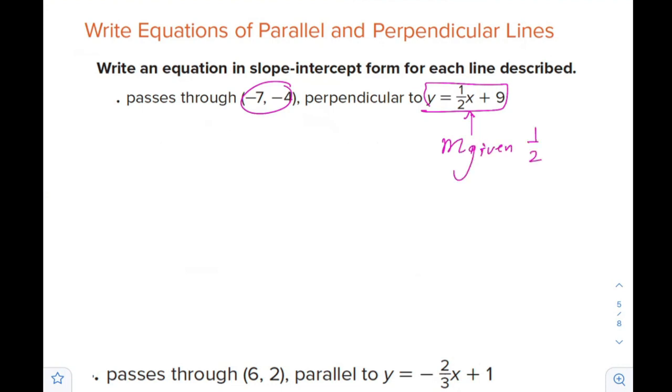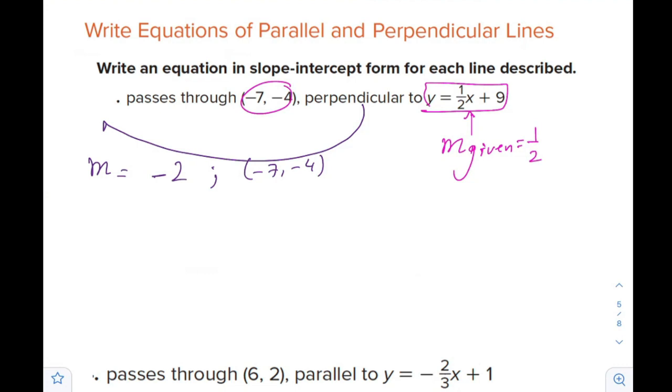My given slope here is 1/2. And then I will look at the question. We want the perpendicular to that one. Since we are looking for the perpendicular, our slope will be the negative reciprocal. This one is positive, so this will be negative; this one is 1/2, so our slope will be -2. So this is the slope that I'm going to deal with, and our point is given to be (-7, -4).